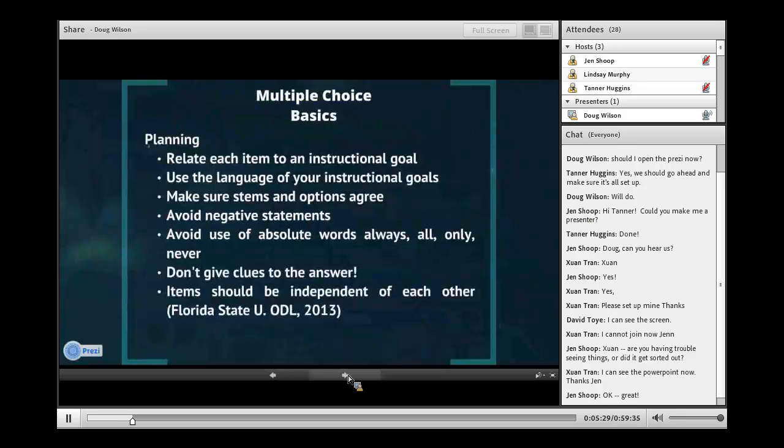So just a few basics. You've probably written multiple choice questions of some type before, and if you hadn't written any questions, this will be important in terms of setting some basics, things you should consider when planning to write a multiple choice question.